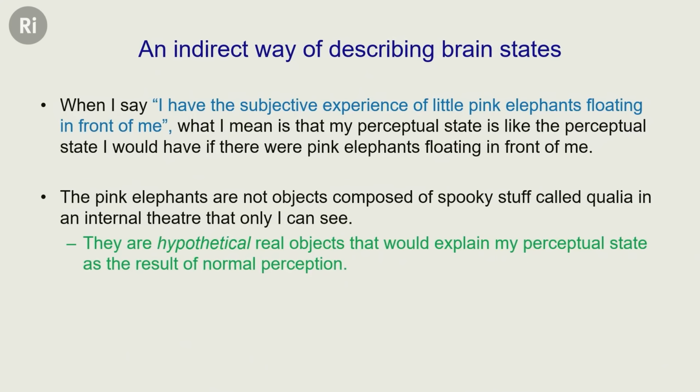Obviously, if I told you neuron 52 is firing, that wouldn't do you any good, because it would be neuron 57 for you. And anyway, I don't know that neuron 52 is firing. That's a lousy way for me to tell you what's going on in my brain. The only way I can tell you what's going on in my brain is by talking about either the normal things that would have caused it, these little hypothetical pink elephants, or the normal things it would cause.